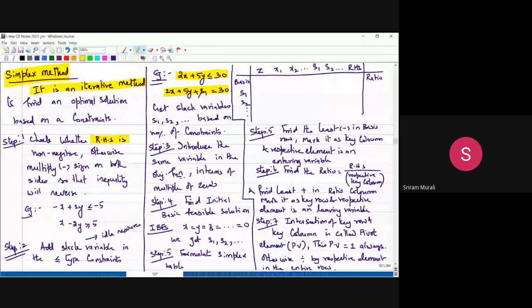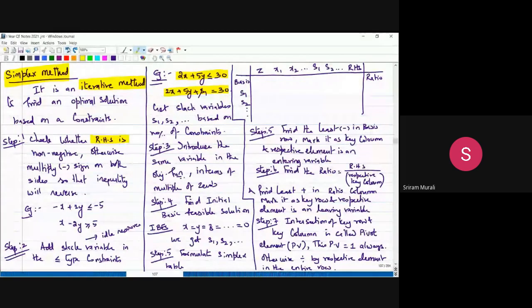Okay, we have started this simplex method in the last class. It is an iterative method, as I said. What is an iterative method? Step by step, we will refine the solution. So you have to check whether the problem is to maximize or minimize. And then we have to check the right hand side, whether it is negative or non-negative. If it is non-negative, go to the next step. If it is negative, multiply by a minus sign on both sides so that the inequality will be reversed. So remember these steps for all the problems in the simplex method.